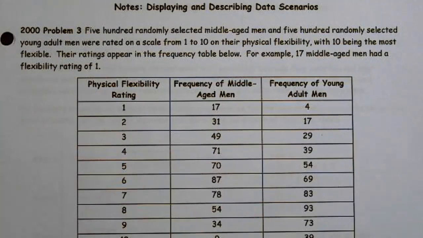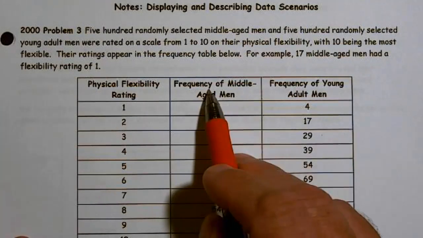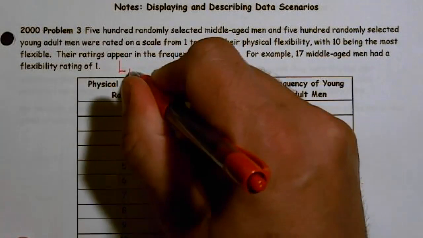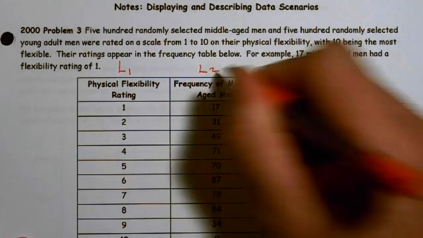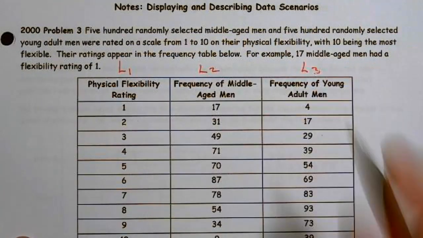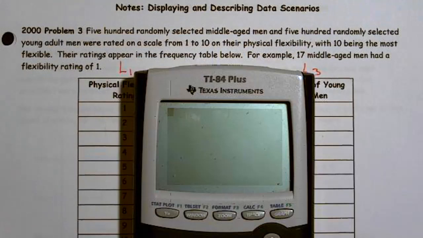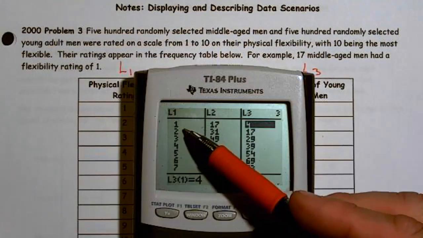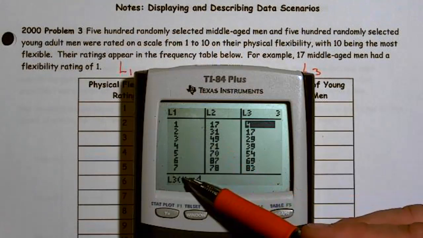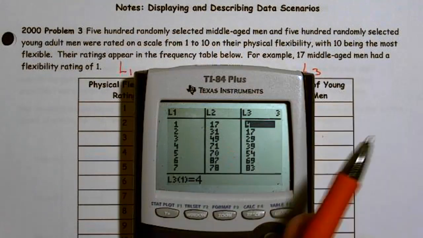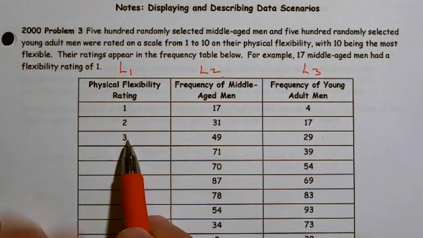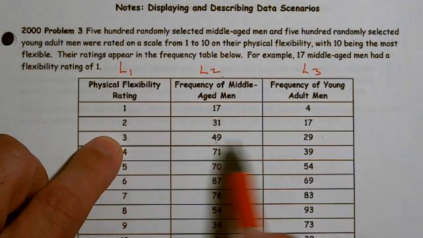So we're going to need to enter this data into our calculator. Keep in mind, these are frequencies, and this is the actual rating. So we'll put this data into L1, this into L2, and this into L3. We're just going to go to Stat, Edit, and enter those data. So I have 1 through 10, and I have L2 and L3. We do not want to sort this data because we need to make sure that 3 is associated with 49 and 29.